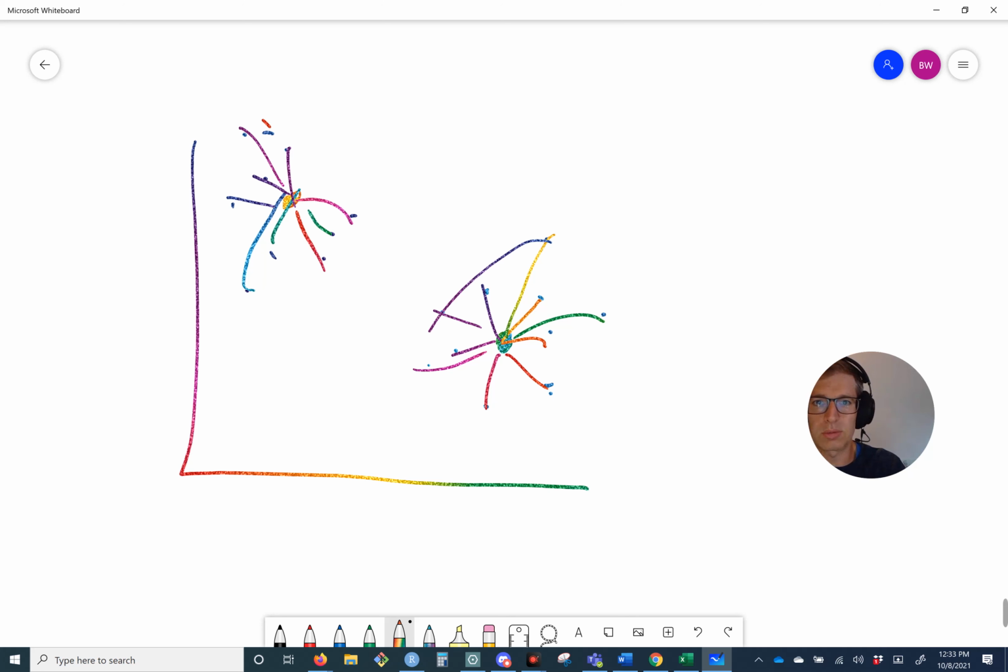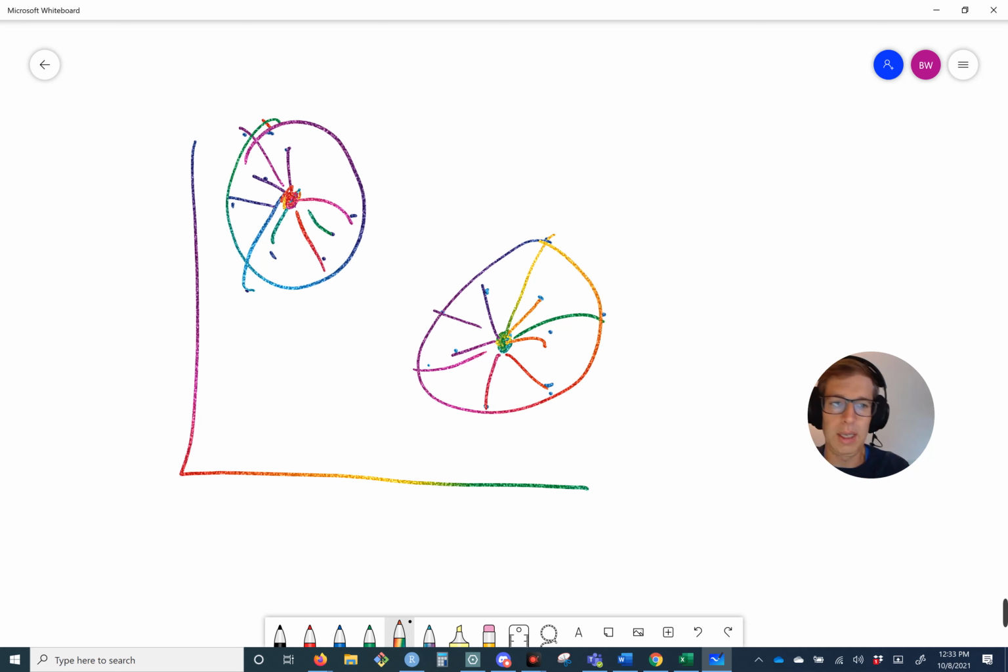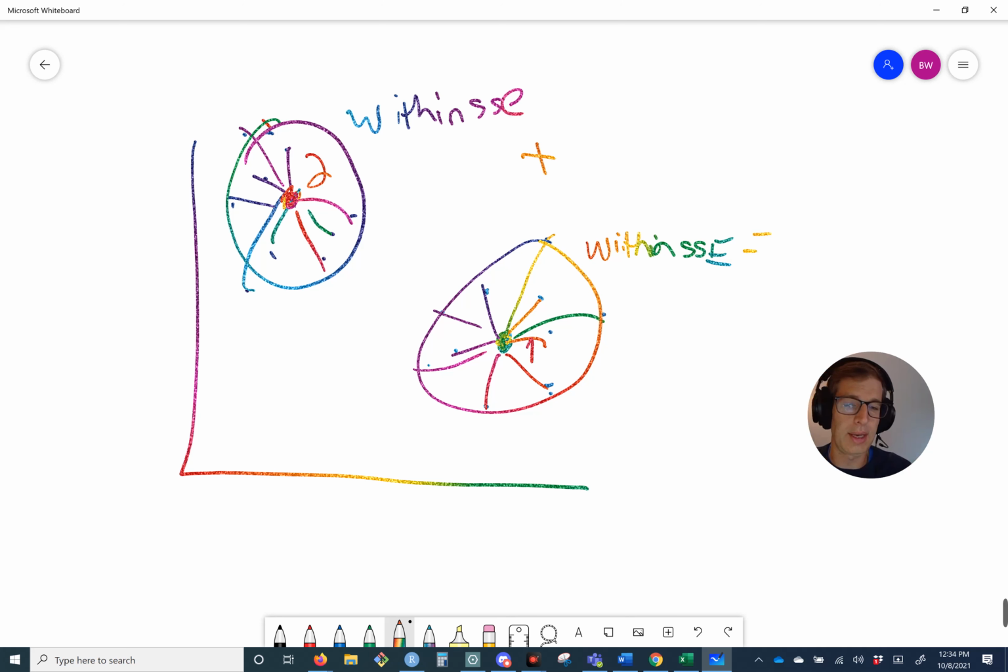So the distance from all these points to this centroid, and the distance from all these points to this centroid, is the within squares error. I call that within squares error, with my lovely rainbow pen. If we add these two things together, assuming we have two centroids, 1 and 2, that equals the total.